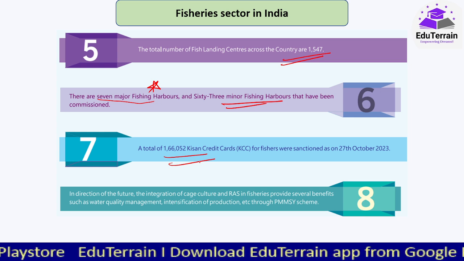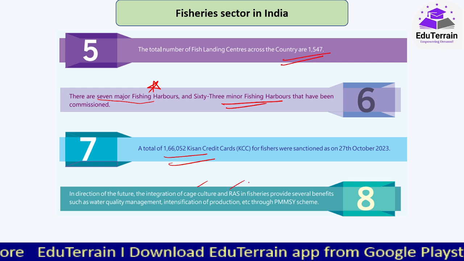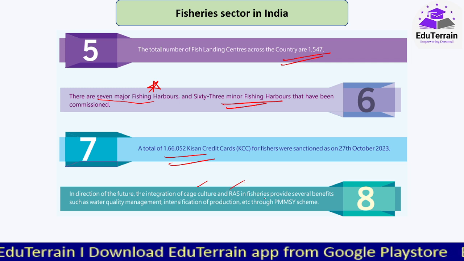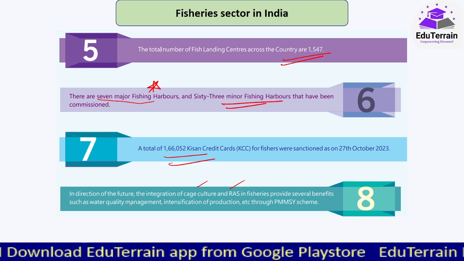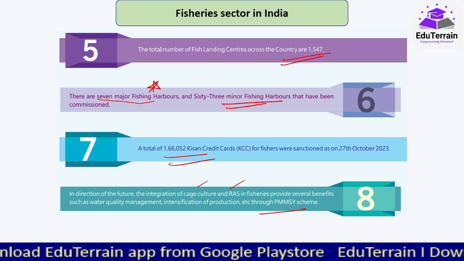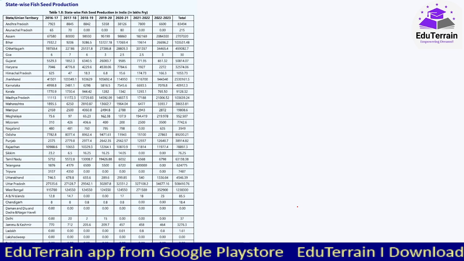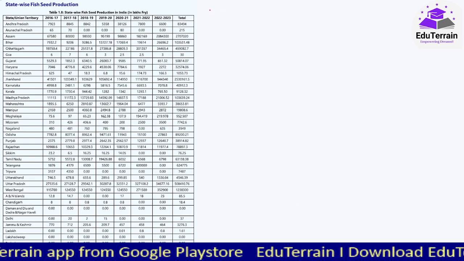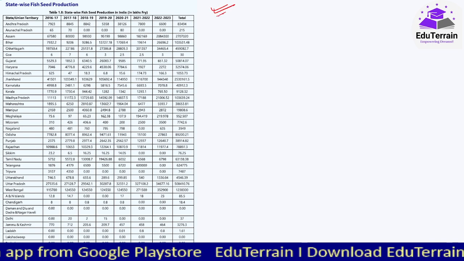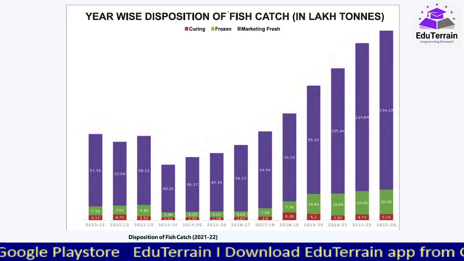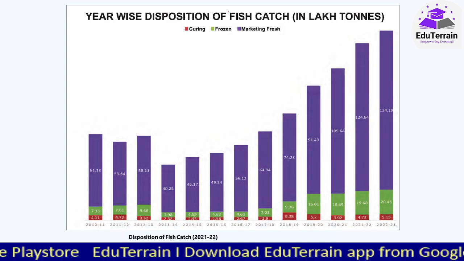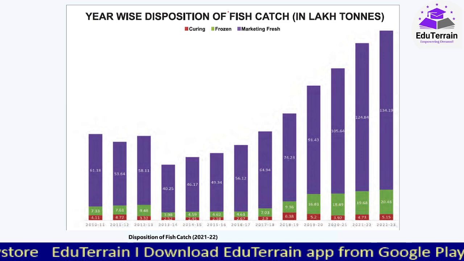And in direction of the future, the integration of cage culture, recirculatory aquaculture system, and fisheries providing several benefits, all these are being promoted through the Pradhan Mantri Matsya Sampada Yojana. ये state wise fish seed production है. Okay, if you want to look into it, you can look into this. Now this shows how we are disposing our fish catch.